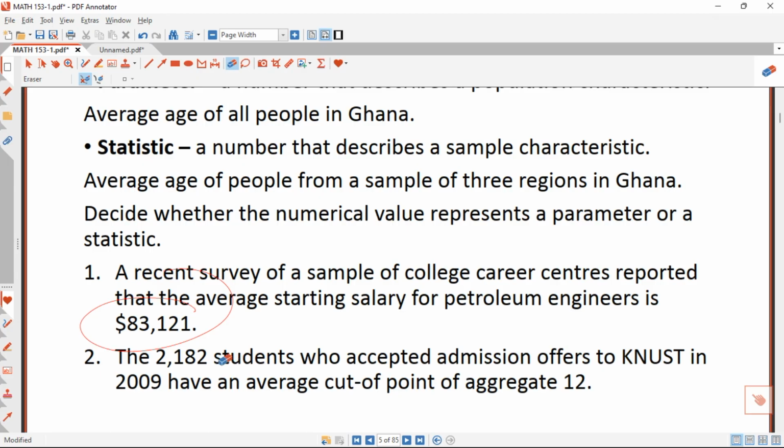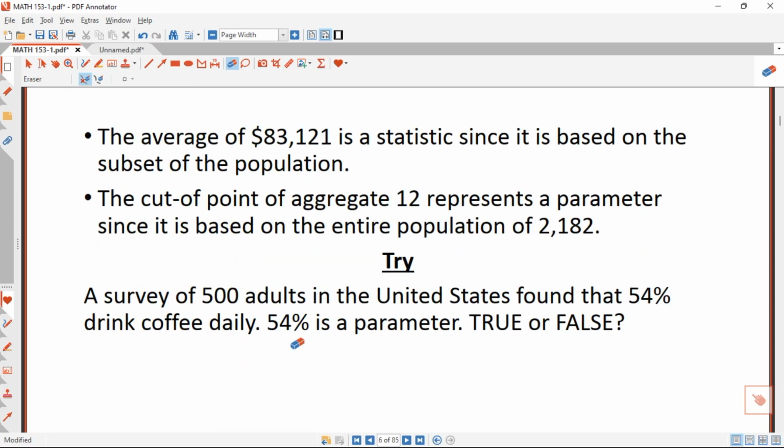You get it? This is very, very simple. Just take your time and go through this slide, and everything will be fine. The 2,182 students who accepted admission offers to Kenya University in 2009 have an average cutoff point of aggregate 12, and the offers given are called the population.